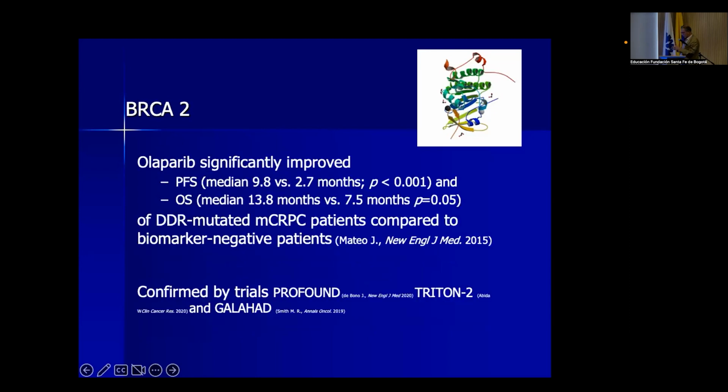You know that the treatment against BRCA2 has an impact on the progression and overall survival of the disease, especially in patients with a mutation, of course. The effect of the medication is better in patients that have the anomaly than in the ones that have not.